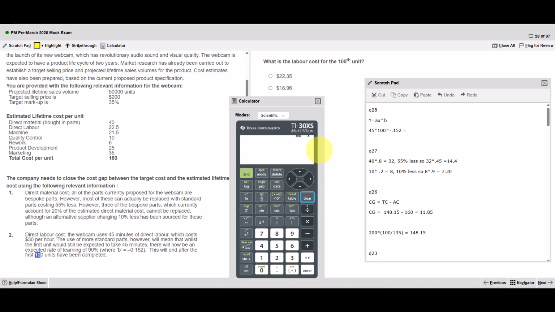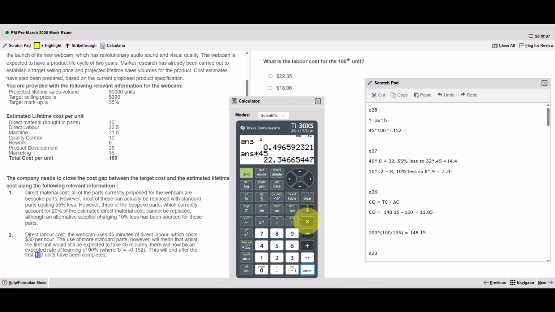So what we need to do is understand how we do a workaround. And the way we do it, and it's a pain that we have to do this, is we do 100 to the power of 0.152 positive, and that gives us the answer. And then we need to find the reciprocal, so 1 over that. So then we press the x to the minus 1, enter. So now I've got the calculation for 100 to the power of minus 0.152, and then I multiply by 45. This has given me the average time per unit for the first 100 units.